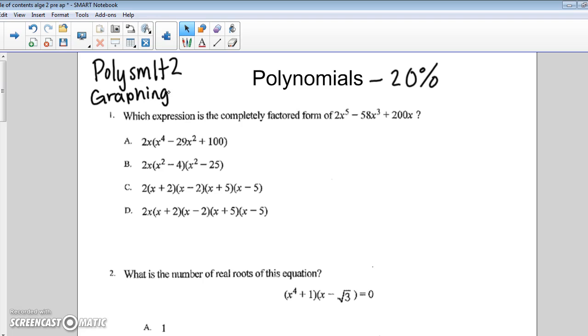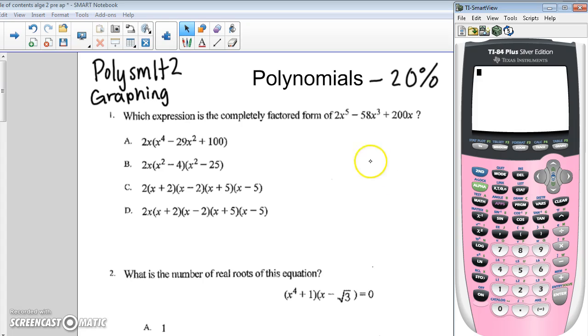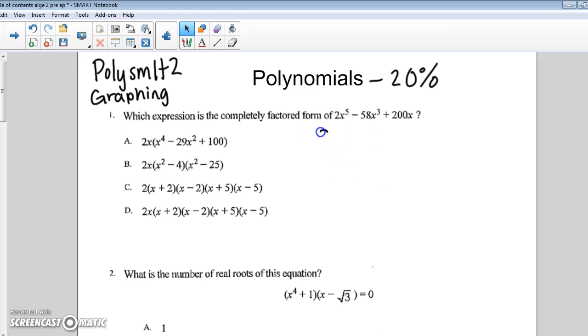So for number 1 of the 5 questions we have today, it says, which expression is the completely factored form of 2x to the 5th minus 58x to the 3rd plus 200x? Well, one option is to do PolySmlt, and if you do PolySmlt, you would type in PolySmlt 2 under apps.